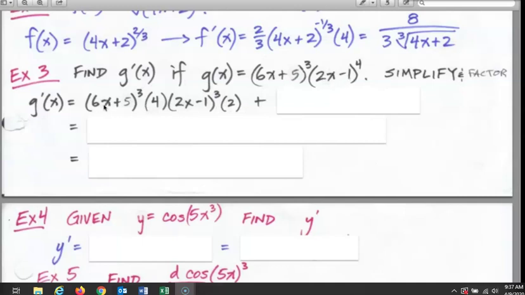So that's first times the derivative of the second, plus, and now we need second times the derivative of the first. So the second is this, and now the derivative of the first, we need the derivative of this whole thing here. So that's the 3 comes in front, leave the inside part the same, raised to the next lowest power, in this case 2, and then times the inside derivative, which is 6. So we can't leave it like this. We are told we need to simplify and factor.